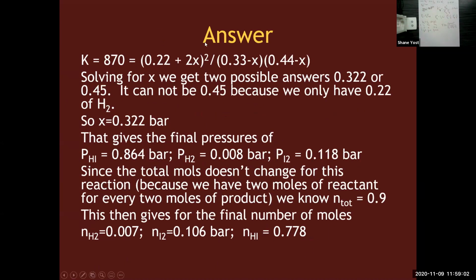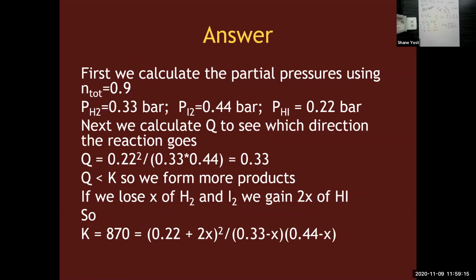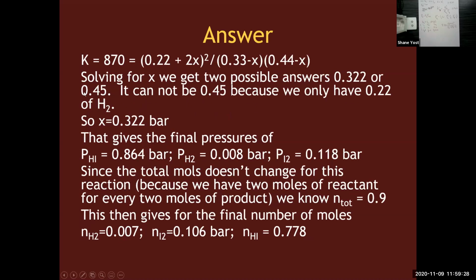When you solve for x, you'll get the answer 0.322 or 0.45. This has two potential answers because it's a quadratic equation. But for 0.45, my reactants start off with 0.33 and 0.44. There's no way I can lose 0.45 of either of these because that's more than what exists. So 0.45 is not a possible answer, so the answer has to be 0.322.